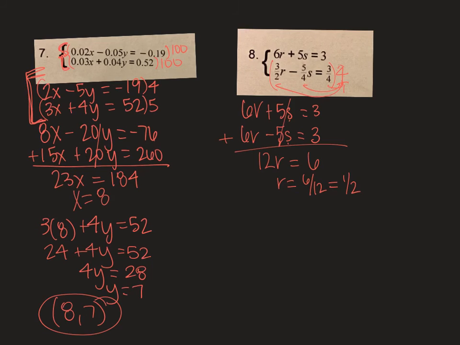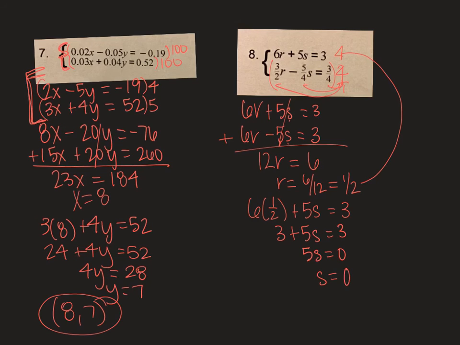And I'm going to take that 1/2 and I'm going to plug it into one of my equations. To avoid the fractions, I'm going to plug it into my first equation. So 6 times 1/2 plus 5s equals 3. 6 times 1/2 is 3. I subtract 3 on both sides. Divide by 5. 0 divided by 5 is just 0. So my ordered pair becomes 1/2, 0.